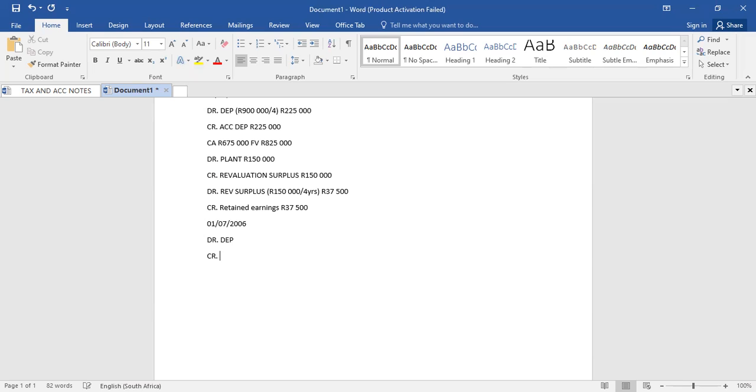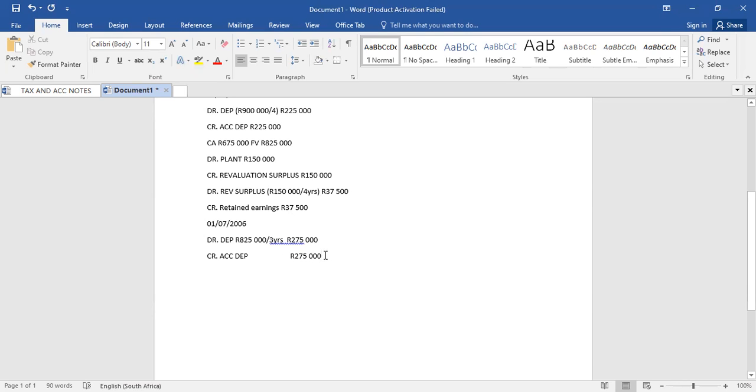How do we calculate it? We use the fair value. The value last year will be 825, then divide by all remaining years, right? Yeah. That gives 275. Then after we have calculated depreciation, we go on to revaluate our assets.